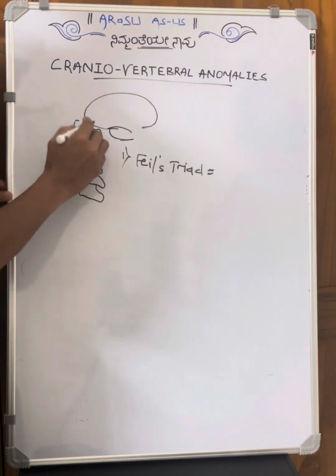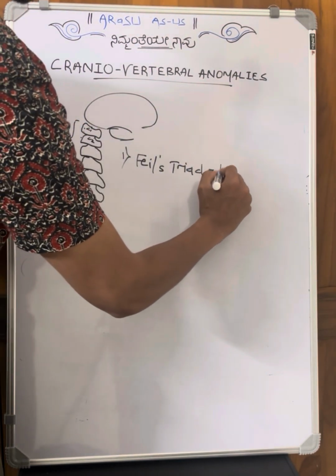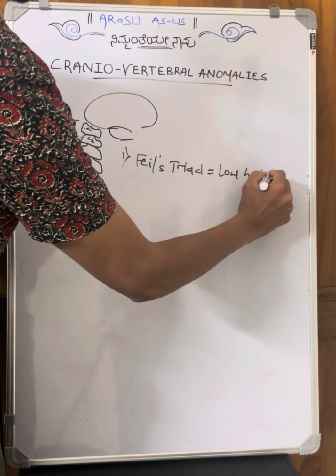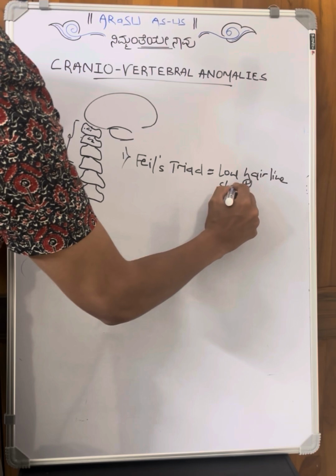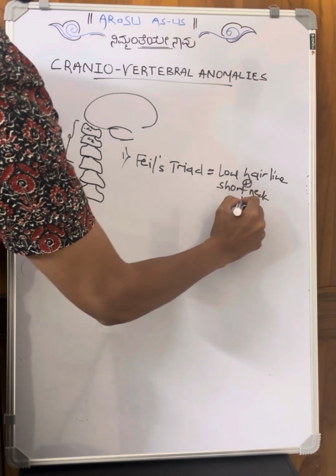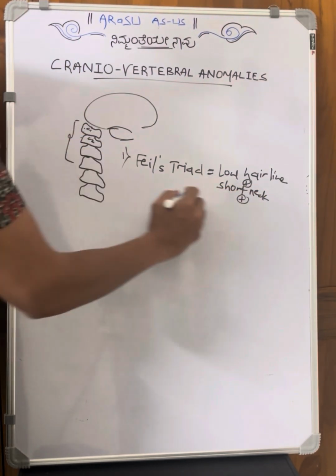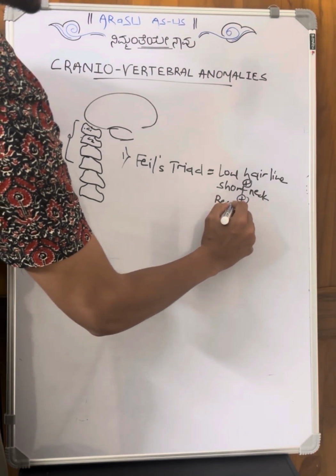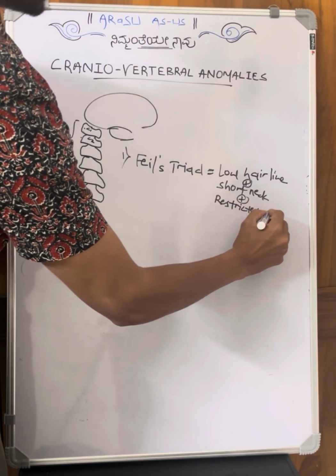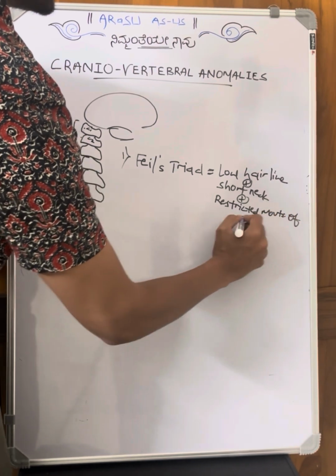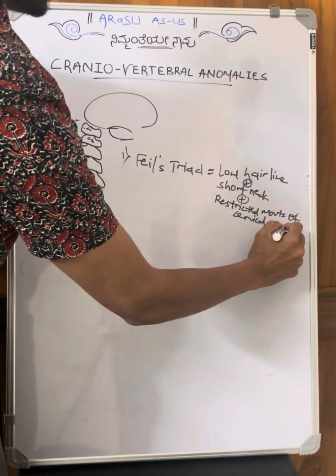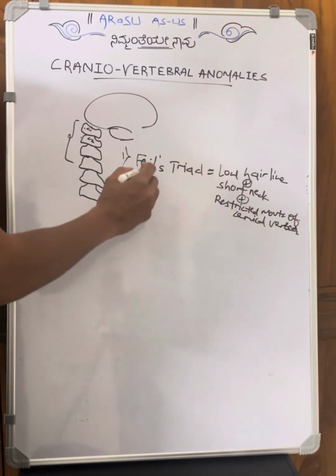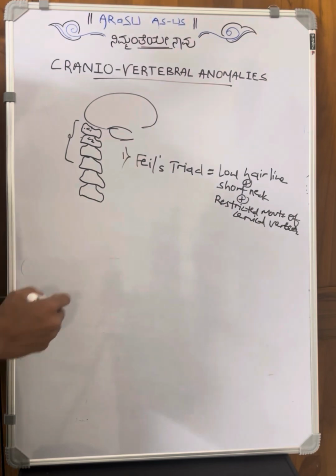Here we can list out the things. There will be a low hairline plus a short neck, and there will be restricted movements of the cervical vertebrae. So these three things form the triad.